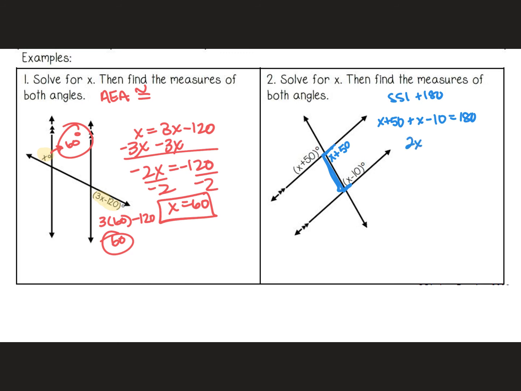Combine like terms to get 2x plus 40, subtract 40, divide by 2. So now we have that x is 70 degrees, which would make this angle right here 70 minus 10. So that's 60 degrees. Since the two angles have to add up to be 180, I know that this angle is going to have to equal 120, but we'll make sure that the substitution works out. So this would be 70 plus 50, and that is 120.